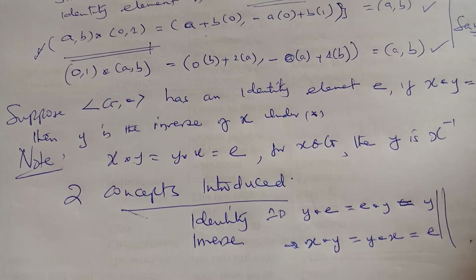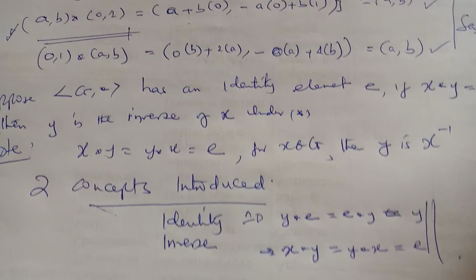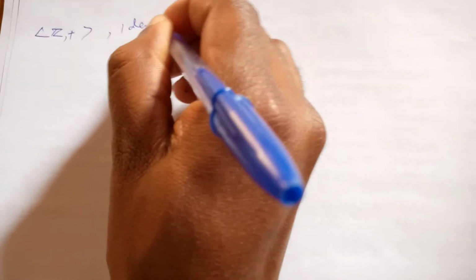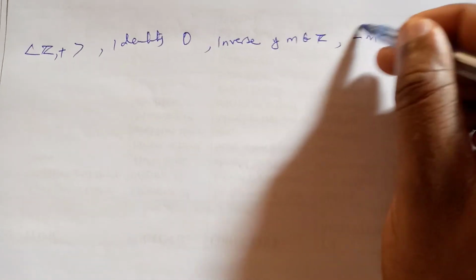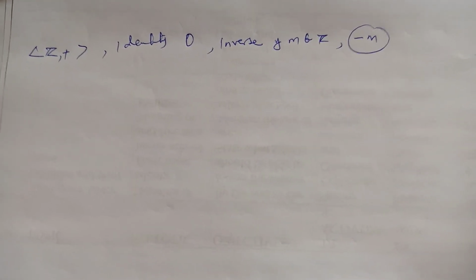So what does this mean? If we are looking at this algebraic structure here, of Z, the identity for this one, by what we have said, is 0. And its inverse, automatically, of a given m in Z, will basically be negative m. That's the inverse. That's one.